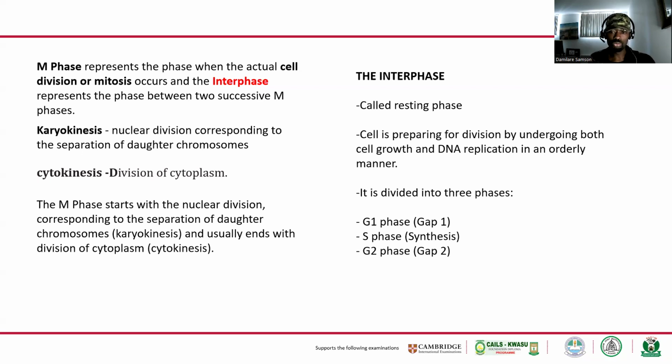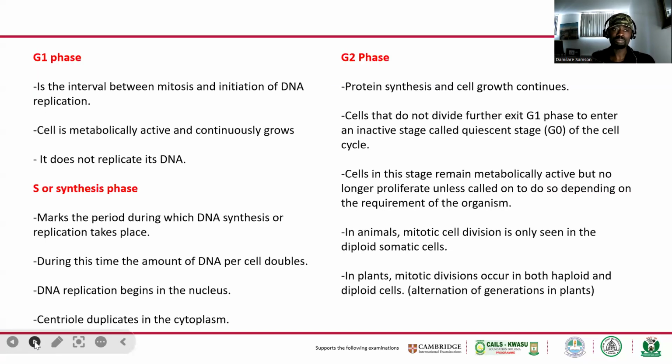Now, it is divided into three phases, which are the G1 phase, the G2 phase, and the S phase, which I've talked about earlier. Now, the G1 phase. What happens inside the G1 phase? The G1 phase is the interval between mitosis and initiation of DNA replication.